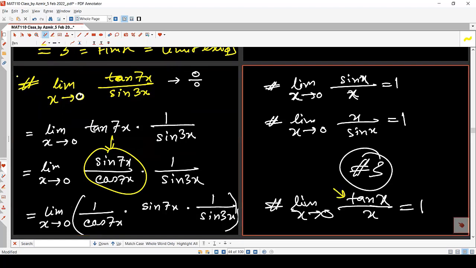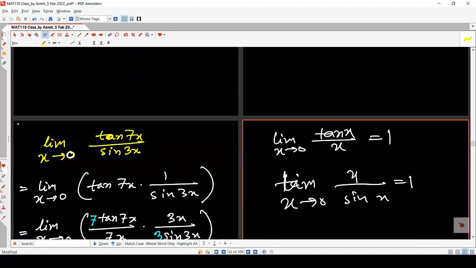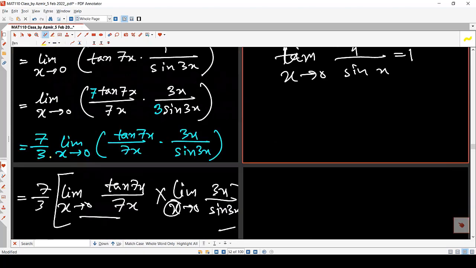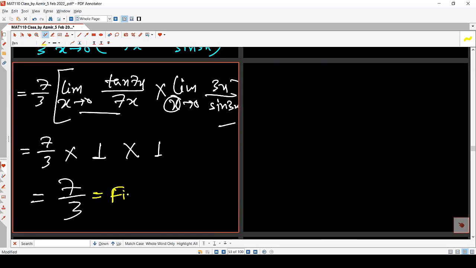Okay, so say this is method 1 and this is the alternate method, method 2. So this is how we can solve the limits. 7 over 3 is a finite value, so that means the limit exists. So I have discussed here the properties of limits, algebraic manipulation technique and change of variable.